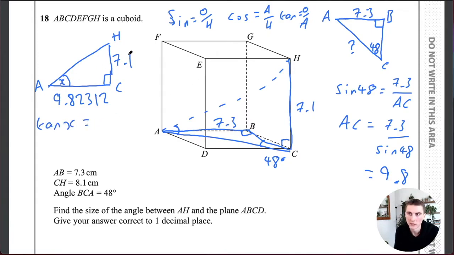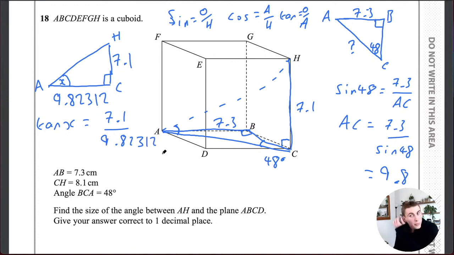So opposite is 7.1 over the adjacent of 9 point all this stuff. I'm going to just keep the number in my calculator, so I don't really need to write all this stuff out.